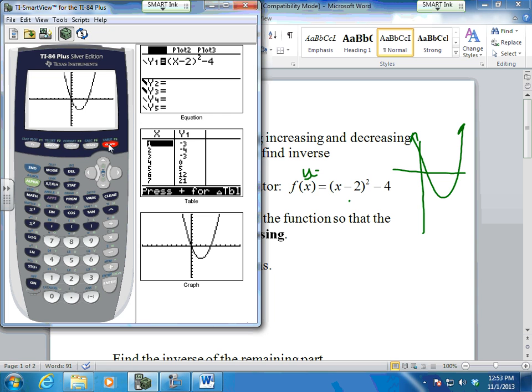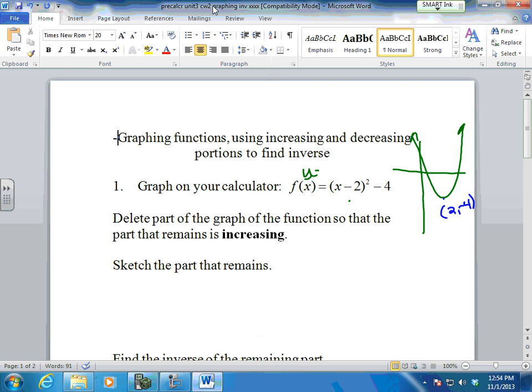Okay. So now, find your minimum, and what is your minimum point? Two, negative four. Good. Now, here's an issue. This is a function. It passes a vertical line test. Does it pass a horizontal? No. So just like we did with your sine curves, when we restricted their domains, we cut them before they turned, before they failed the horizontal. So we're going to have to take this parabola. This is the decreasing. It stops, cut it, and this is the increasing.